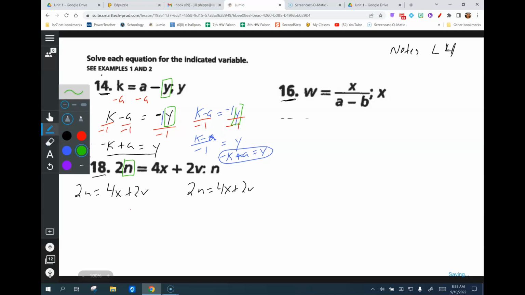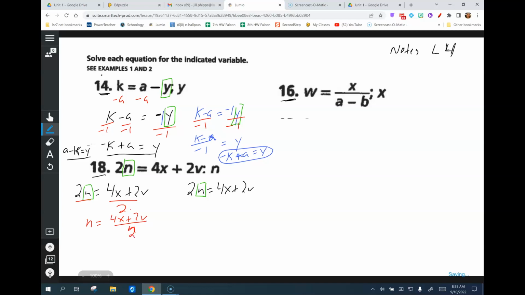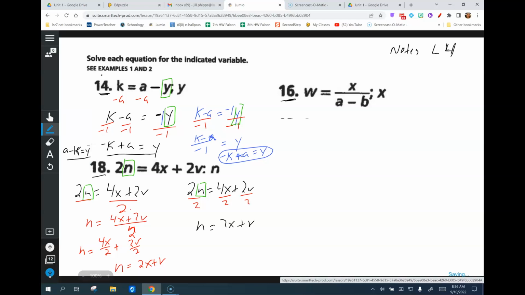So I'm indicating that I want this variable, and then on this one I'm going to divide the entire side. So I get n is equal to 4x plus 2v all over 2, and then I can break it into my two fractions of 4x over 2 plus 2v over 2. So my final answer, n is equal to 2x plus v. Okay? The other option is that I can go and divide each individual term by 2, and I get n is equal to 2x plus v.